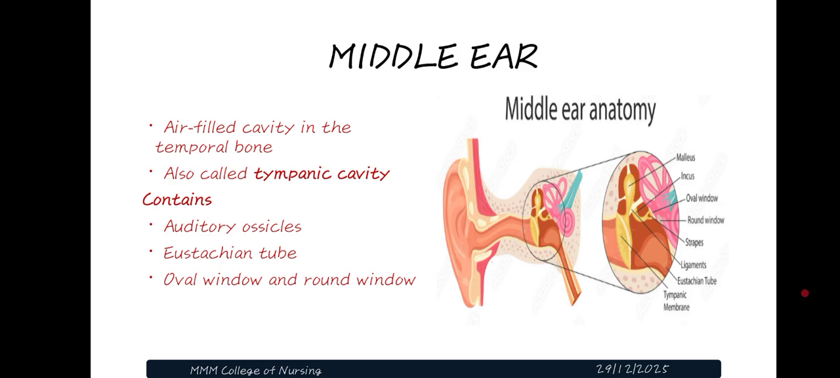Coming to the middle ear. So the middle ear is an air-filled cavity in the temporal bone. It is also called the tympanic cavity. It contains auditory ossicles, eustachian tube, and oval window and round window.